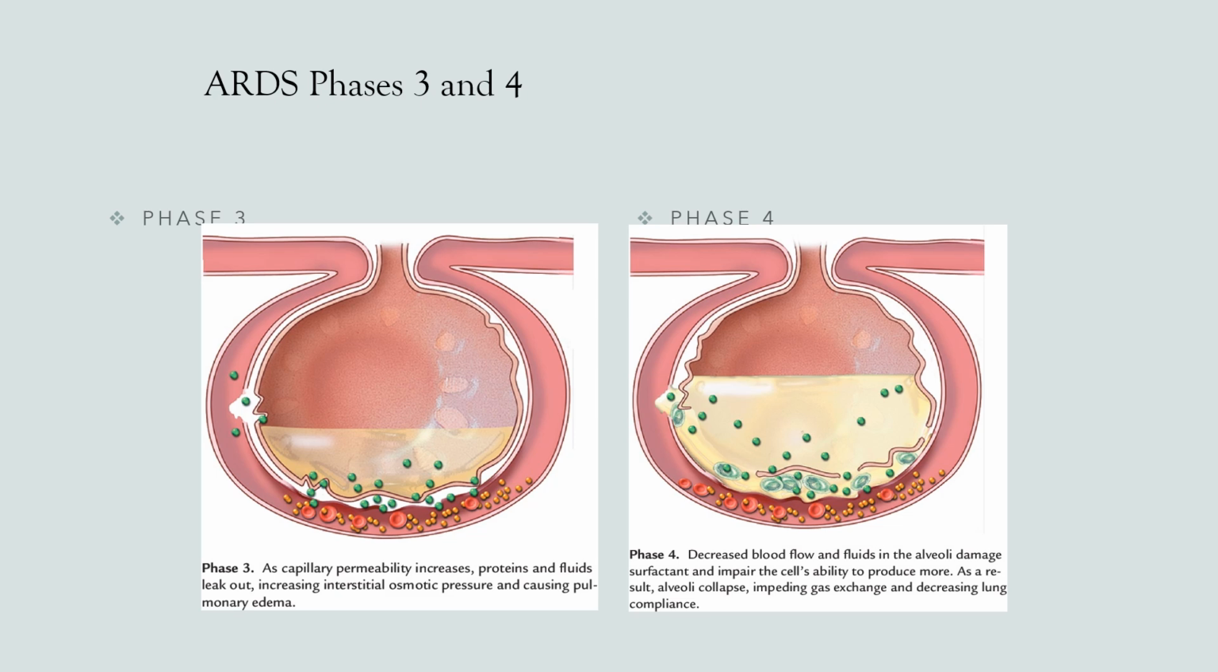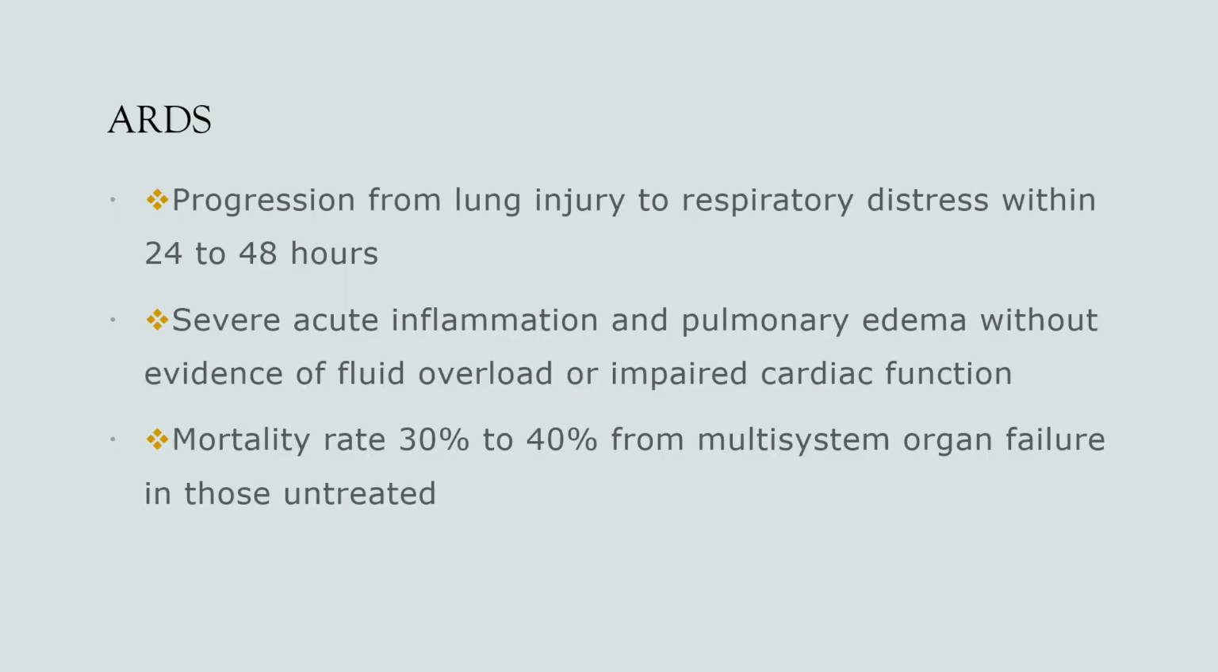As the disease progresses, you have continued capillary permeability, and then you have leaking of protein with the fluid into that airway space. Okay, as that alveoli fills up with fluid, it damages the surfactant production in the alveolar wall. And then you have alveoli collapse and obviously impaired gas exchange. So the alveoli is full of fluid. There's no way that oxygen can come in and CO2 can get out.